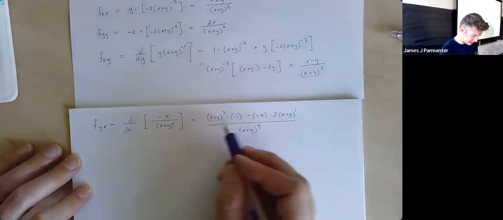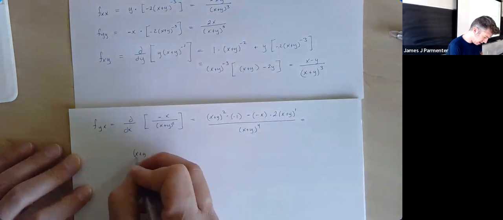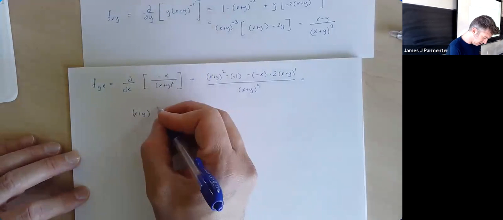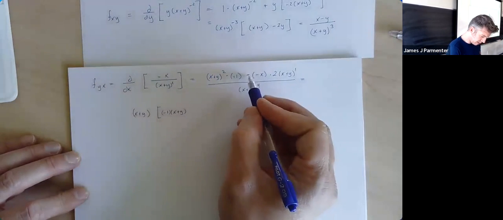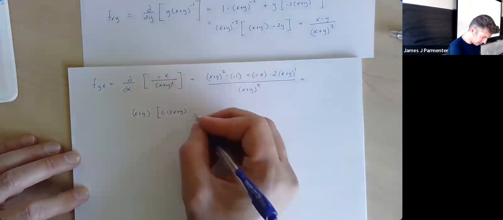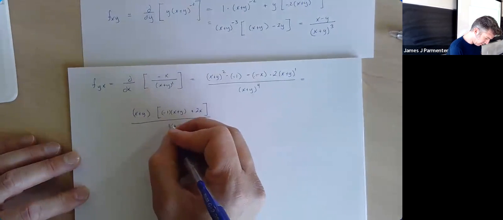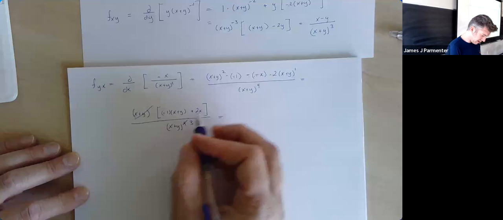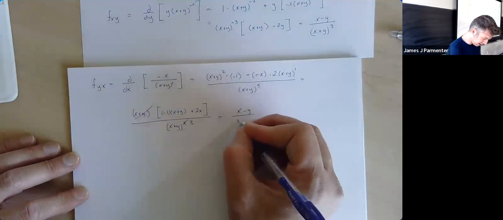Now I'm going to factor out an (x plus y) from the top. So I'm going to get (x plus y) times, and then I have a -1 times (x plus y), and a minus, so plus x times 2, so a plus 2x, all over (x plus y) to the 4th. One of those cancels with one of those. And -x plus 2x is x, and minus y. And yep, we got the same answer as we should.